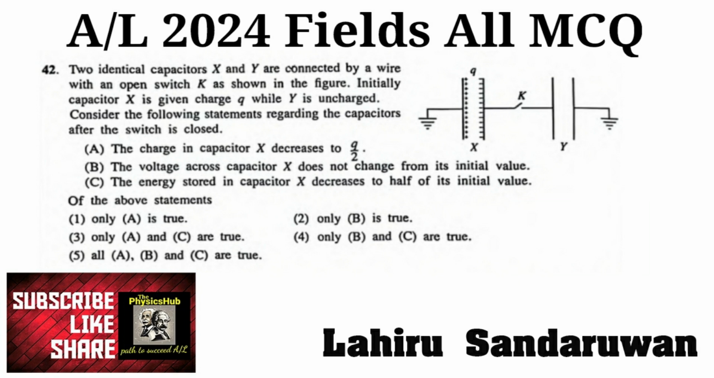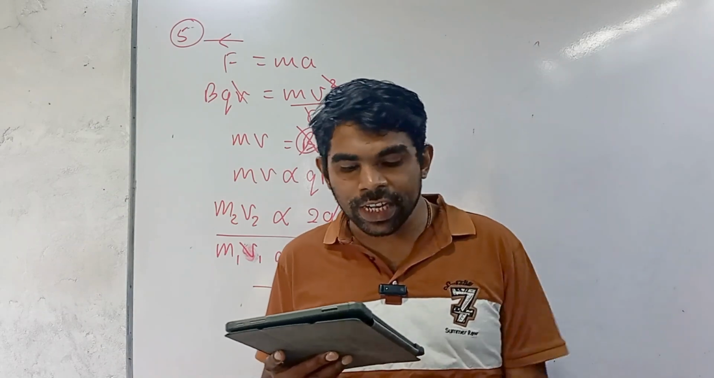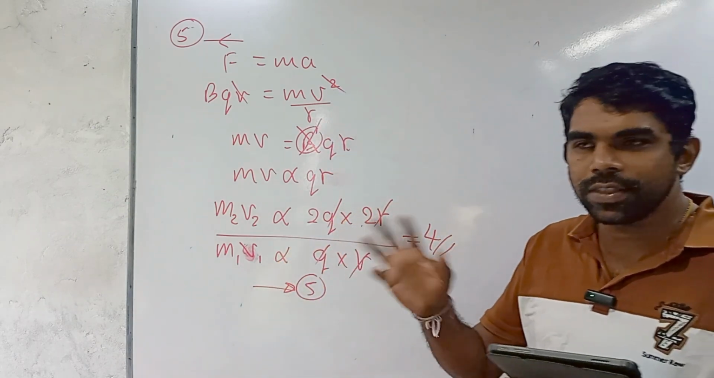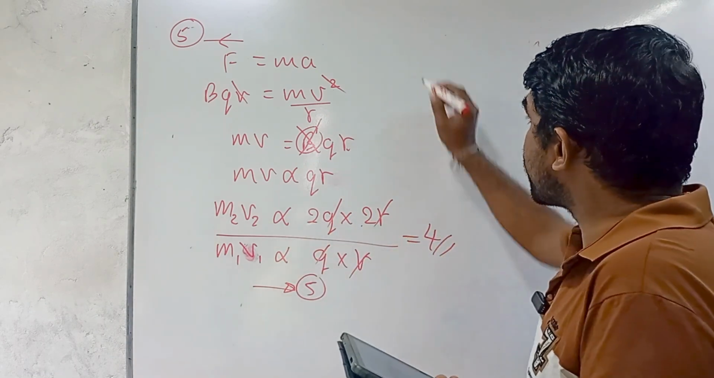Statement A. The charge in the capacitor X decreases to Q over 2. Yes, when considering ideal capacitors, we can consider that the charge will spread equally. Then statement A is correct.